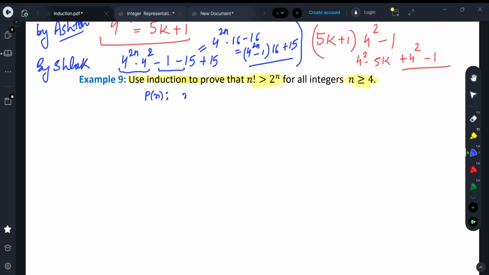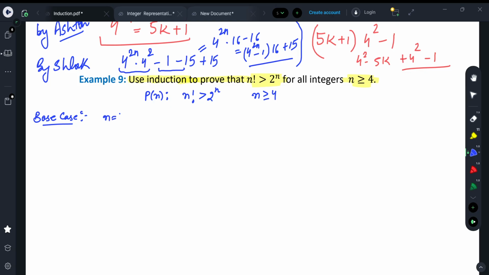Pn is n factorial. There is no equal to. Why do I write this bad habit of writing equal to? Greater than 2 to the power n for n greater than or equal to 4. Okay, base case. What is base case?